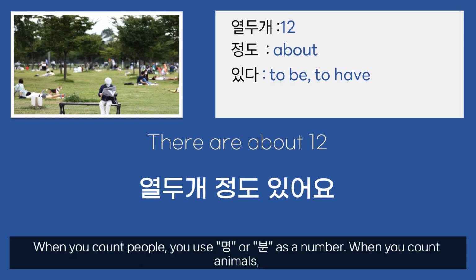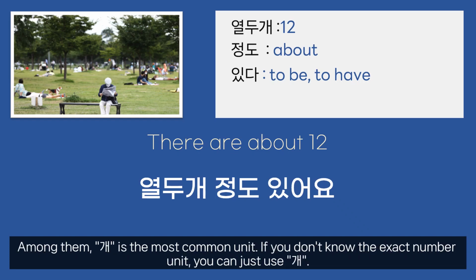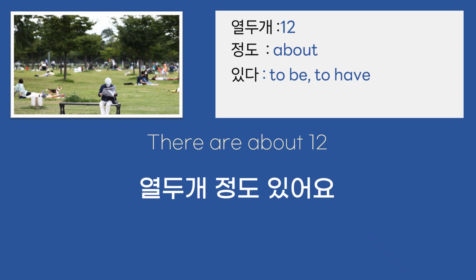When you count people, you use myung or boon as a number. When you count animals, you use mari. Other than that, various numerical units are used to count objects. Among them, gae is the most common unit. If you don't know the exact number unit, you can just use 개, 12개.